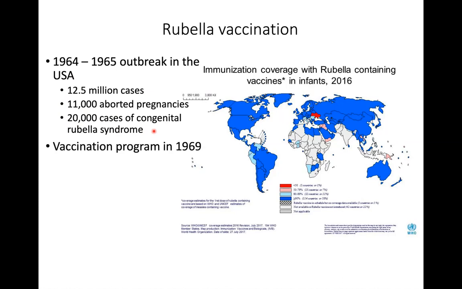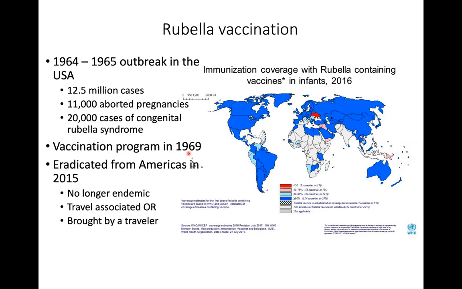Because of this huge outbreak, there was this massive push to develop an effective vaccine, to add it to the current vaccine regimen, and that program started in 1969. It worked really quickly, and we got vaccination rates up really, really high. In 2015, we were fortunate enough to declare rubella eradicated from the Americas, so from North and South America. This doesn't mean that we never see a case of rubella anymore, but what it means is it's no longer endemic. There's no spread occurring from person to person, naturally occurring in the Americas.